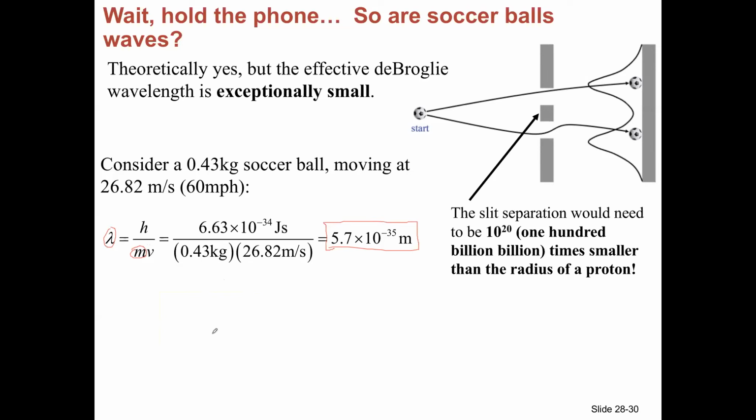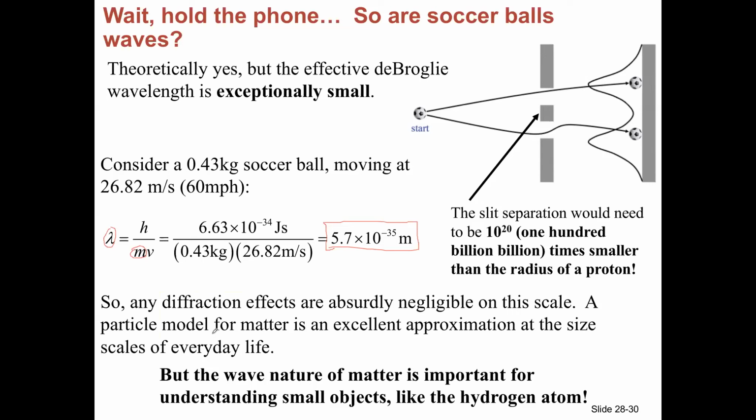Here, I said 10 to the 15, but in the slide I said 10 to the 20. We would need something much, much smaller than the radius of a hydrogen nucleus to even see this effect with a soccer ball. That being said, it's still important on the subatomic scale. All these effects wash out and disappear on the scale of everyday life, but on the subatomic scale, they are still important.